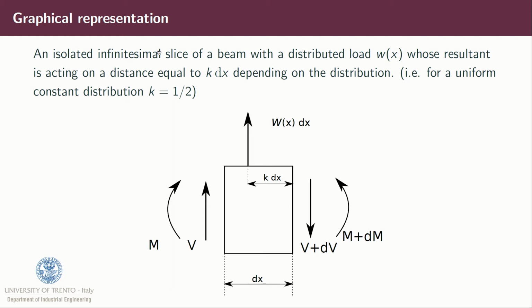So if you have an isolated slice of a beam with a distributed load w(x), whose resultant is acting at a distance equal to k dx, that depends on the distribution. For example, for a uniform, constant distribution, k will be equal to 1/2. We have that this infinitesimal slice has this internal moment acting, so M and M plus dM, V and V plus dV, and this distributed load.